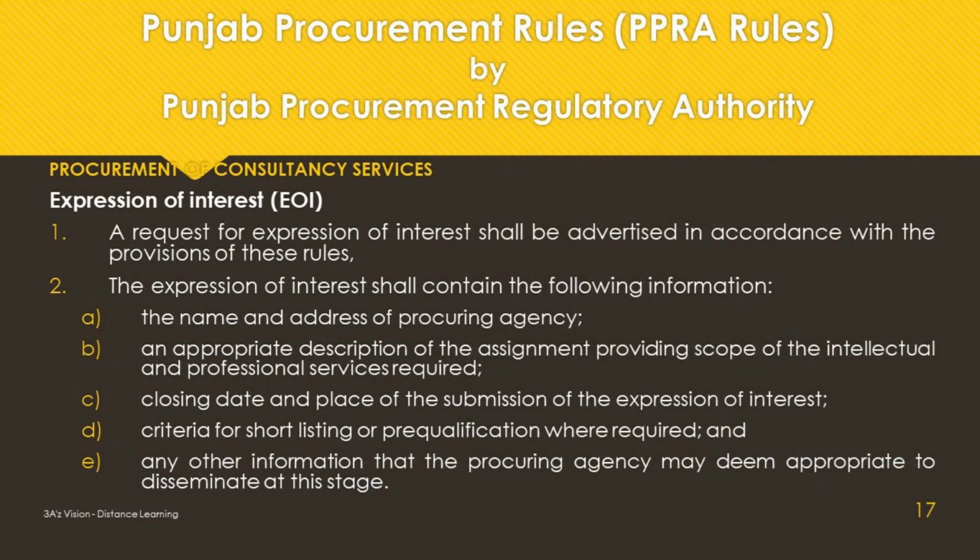Expression of interest, EOI. A request for expression of interest shall be advertised in accordance with the provisions of these rules. The expression of interest shall contain the following information: the name and address of procuring agency, an appropriate description of the assignment providing scope of the intellectual and professional services required, closing date and place of the submission of the expression of interest, criteria for shortlisting or pre-qualification where required, and any other information that the procuring agency may deem appropriate to disseminate at this stage.